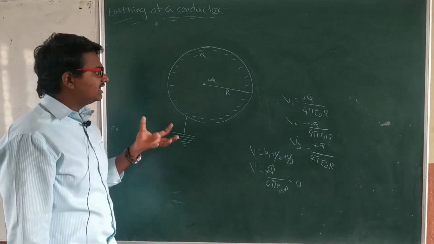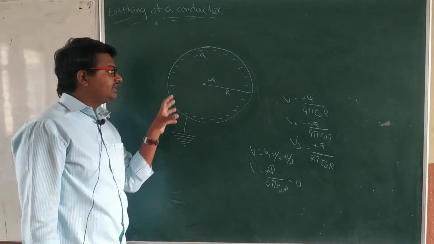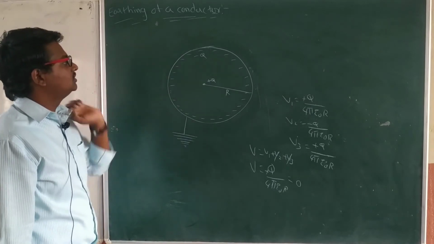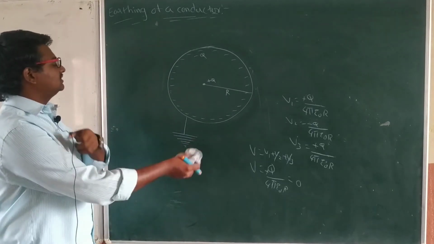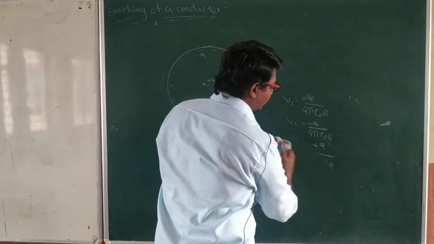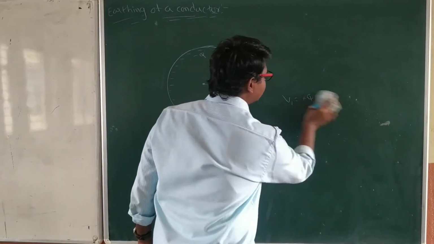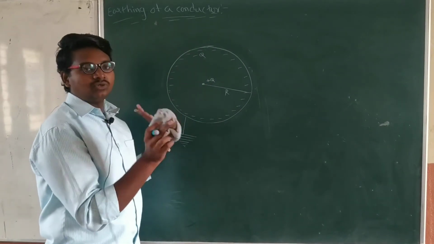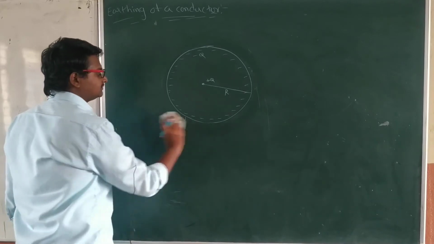We can say the induction method also. It means we have induced some charge by using the earthing method. We have induced the charge here by using the earthing of a conductor concept. That's it. This is nothing but called earthing of a conductor. The main theme of earthing of a conductor is that the potential of the whole system should be equal to 0. Okay, that's it.